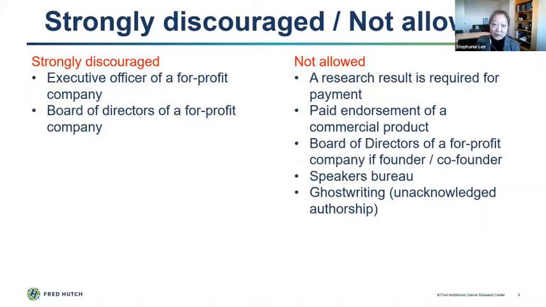You're discouraged from being an executive officer or on the board of directors of a for-profit company. Under some extraordinary circumstances, you can have these roles, but mostly these are strongly discouraged. What is not allowed? What's not allowed is when a research result is required for payment, paid endorsement of a commercial product, being on the board of directors of a for-profit company if you're a founder or a co-founder. Founders and co-founders have some extra restrictions placed on them.